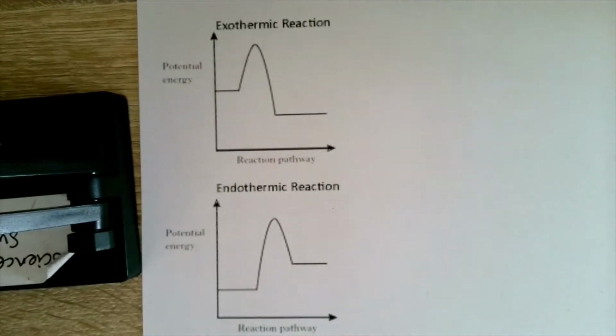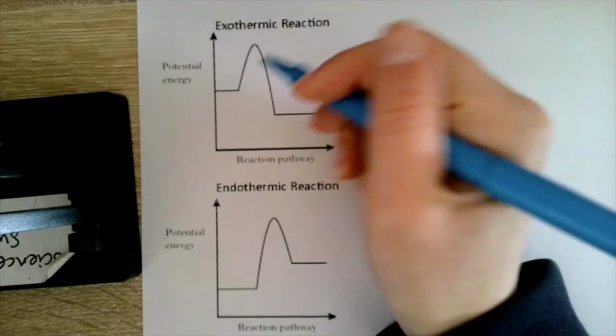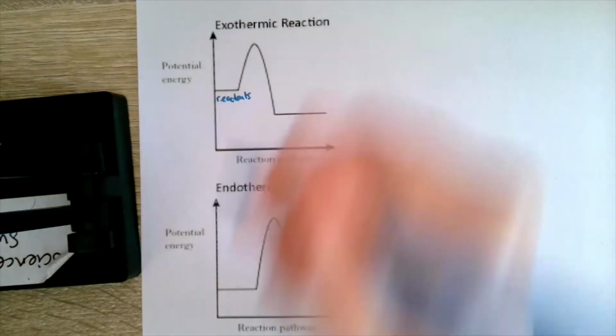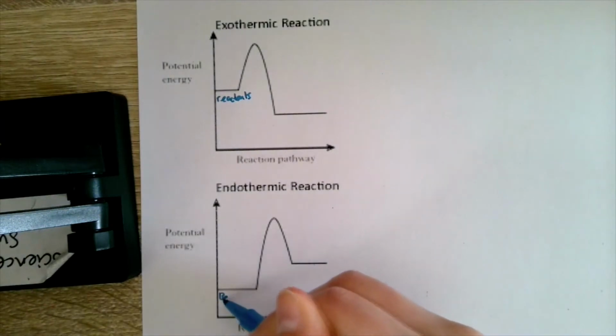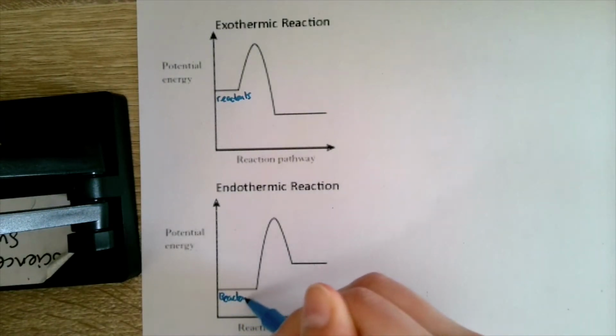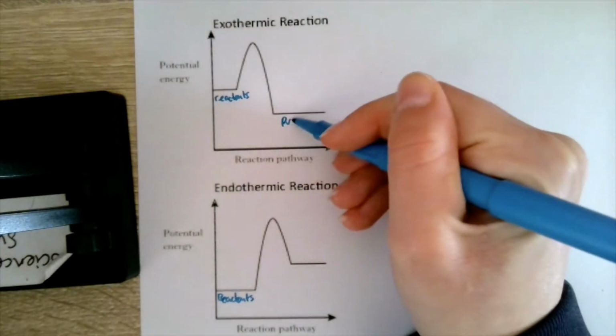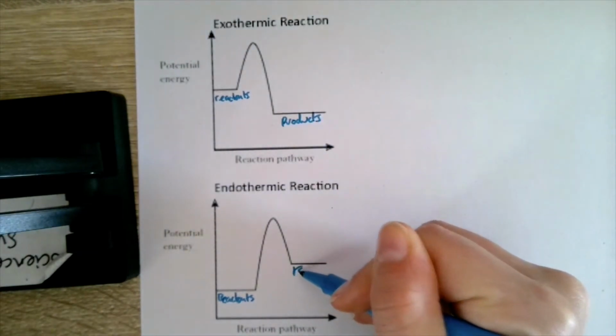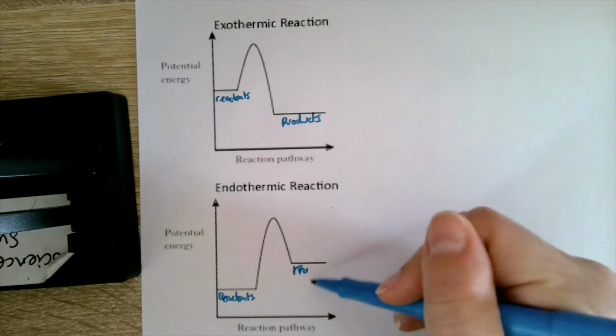Okay, so we're going to start off by looking at our reaction profiles. So I've got 2 diagrams here, one for my exothermic reaction and one for my endothermic reaction. First thing I want to do is just remind us that our reactants start off on the left hand side, and then we've got our products on our right hand side, as this is the direction of our reaction pathway.